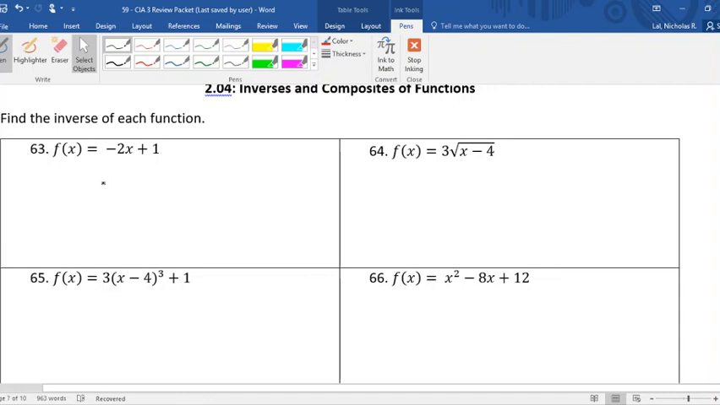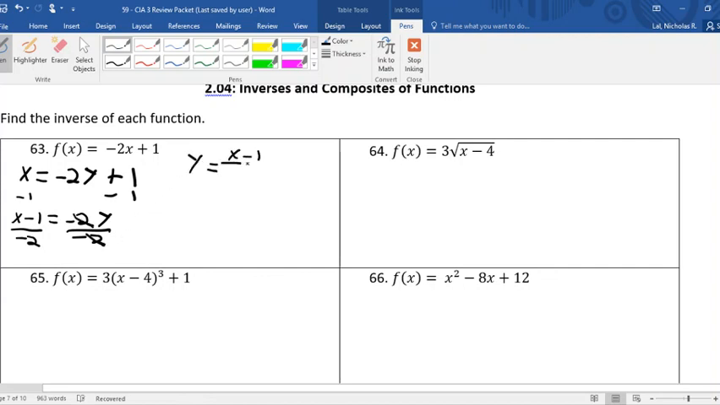So for problem 63, f of x is equal to negative 2x plus 1, which means that to find the inverse, we have to switch the x's and the y's. So x is equal to negative 2y plus 1, subtract 1 from each side. X minus 1 equals negative 2y. Divide each side by negative 2. So the negative 2's cancel out, and y is equal to x minus 1 over negative 2. There we go. That's problem 63.